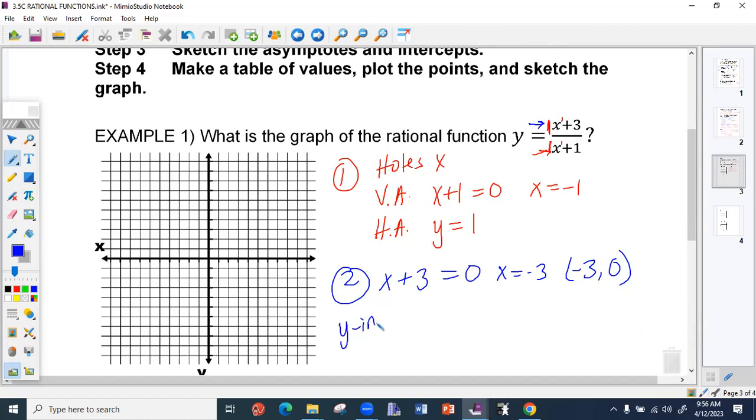Your Y-intercept. So to find your Y-intercept, you're plugging in zeros for all of your X's. So wherever there's an X, it becomes a 0. So we end up with 0 plus 3 over 0 plus 1, which gives us 3 over 1, which equals 3. Because it's a Y-intercept, it's going to be 0, 3. Was it terrible finding X and Y intercepts?